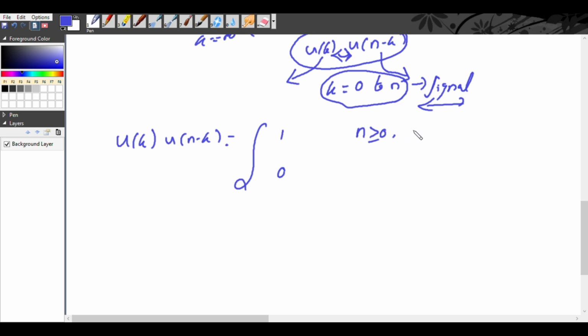At the same time the value exists between 0 to n only. Beyond this particular area the value is 0. So for n lesser than 0, also the value is equal to 0. So that's why I have written like this, right? I hope you understood this particular thing clearly. Look, between 0 to n the value exists, and for n greater than or equal to 0 the value again exists.